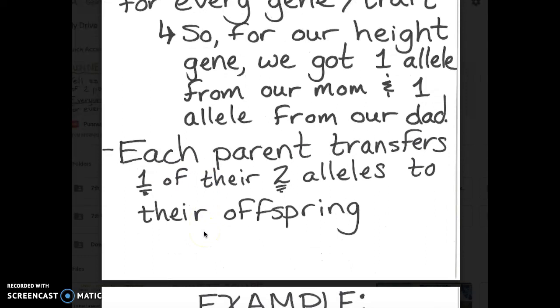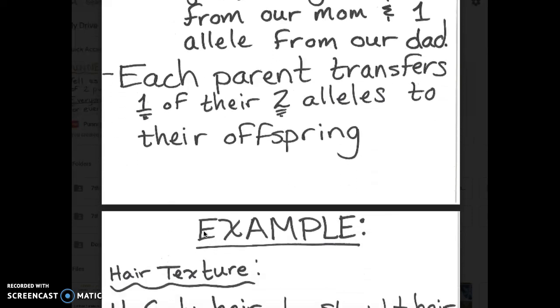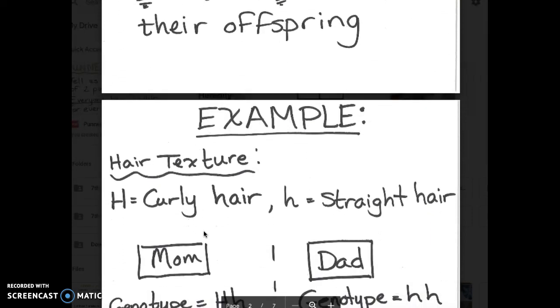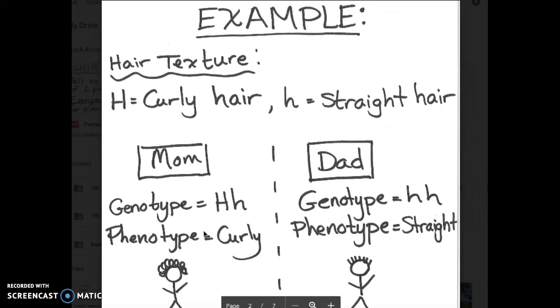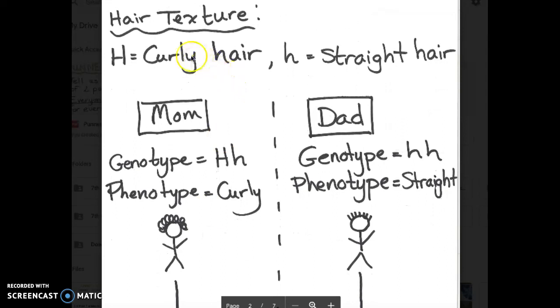So each parent in this situation transfers one of their 2 alleles. They have 2, and we get one of them from each parent. So here's an example of using a Punnett square to predict the offspring's characteristics. We're going to talk about hair texture. So let's say curly hair is dominant, and we always represent dominant alleles with capital letters. So curly hair is capital H, and straight hair is going to be lowercase h.